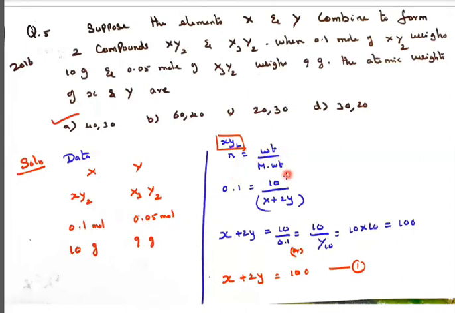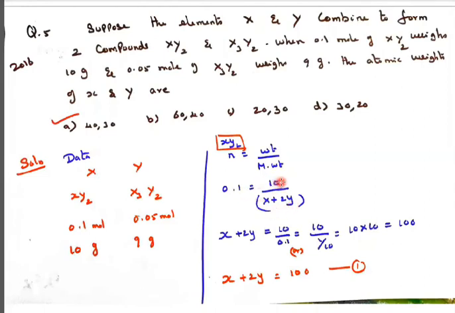So n is equal to weight by molecular weight for the XY2 formula. The moles given is 0.1 and the weight is given as 10 grams. The molecular weight of the formula is X plus 2Y. So X plus 2Y equals 10 by 0.1. We have to find the atomic weights, so the molecular weight of X plus 2Y is to be calculated.